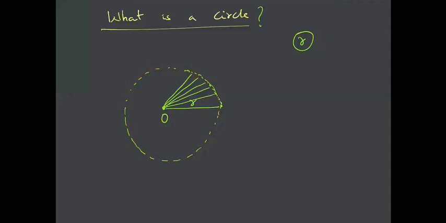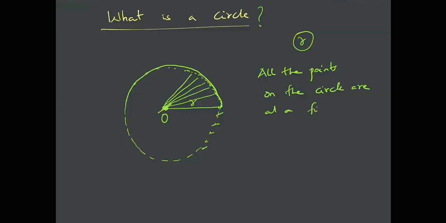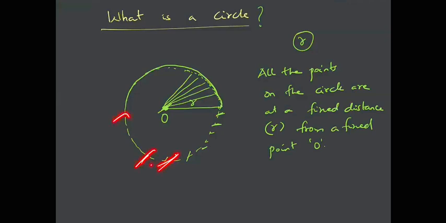What is the property of all the points lying on the circle? The property is that all the points are at the same distance from this fixed point. So all the points on the circle are at a fixed distance, that is r in this case, from a fixed point, that is O in this case. This is the property of all the points lying on the circle.